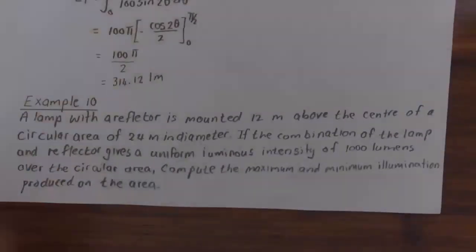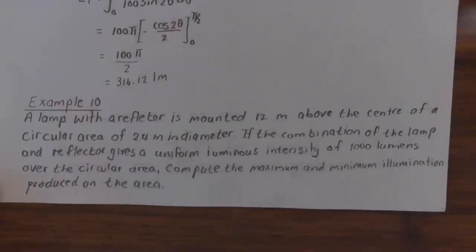And then example 10, a lamp with a reflector is mounted 12 meters above the center of a circular area of 24 meters in diameter. If the combination of the lamp and the reflector gives a uniform luminous intensity of 1000 lumens over the circular area, compute the maximum and the minimum illumination produced on the area.